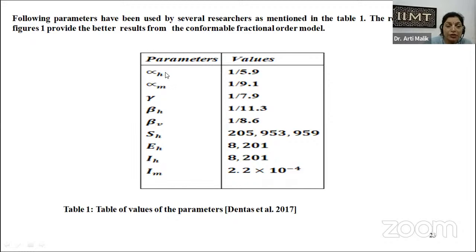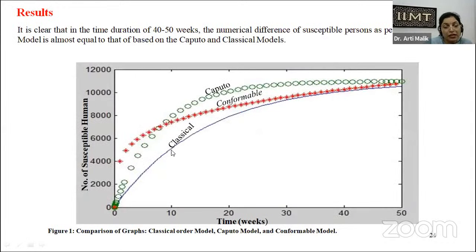alpha, the transmission rate for humans; alpha m, the transmission rate for mosquitoes; gamma, the recovery rate; beta, the infected rate for humans; beta v, the infected rate for the vector. These are the parameters. After using these parameters, we get the graph. This is for the classical derivative, this is for the conformable derivative, and this line is for the Caputo derivative.